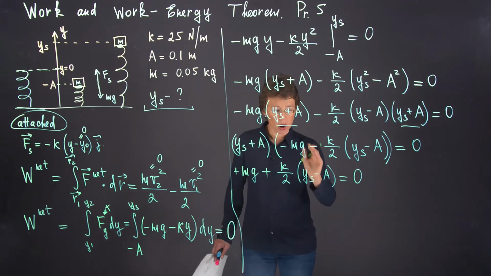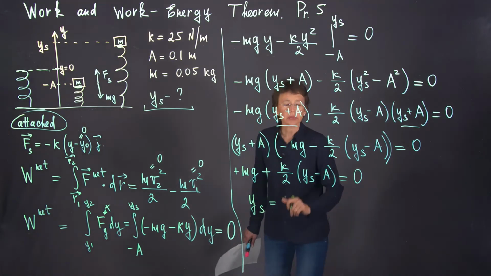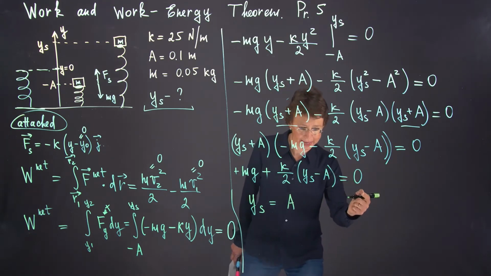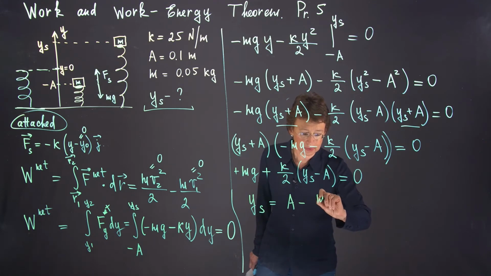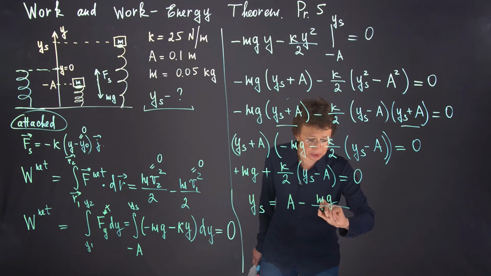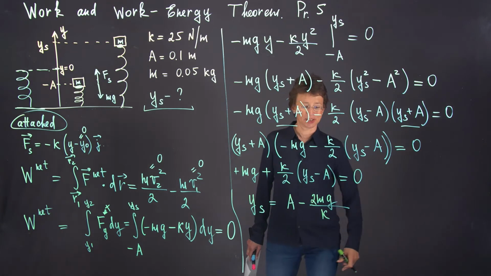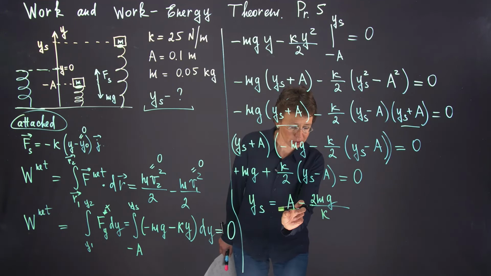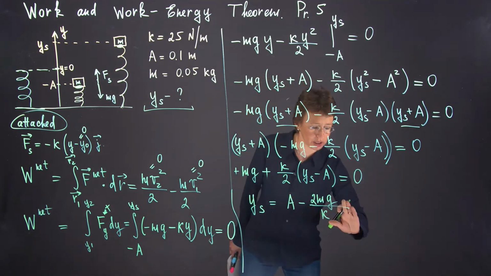What is ys? ys is equal to, I have a that comes to the other side of the equation, a. And then I have minus mg divided by k over 2. K and 2 comes here. I try to make it good looking. So one more time, a comes to the other side of the equation. So it is a, and this comes with minus. So it is minus 2mg over k.